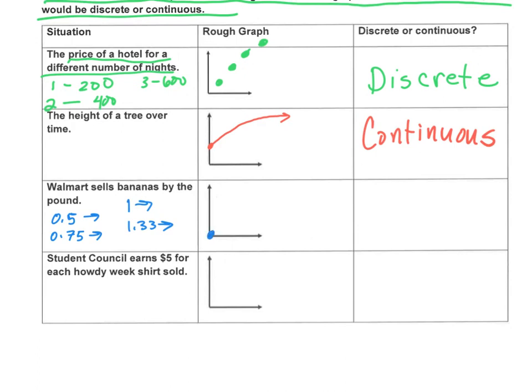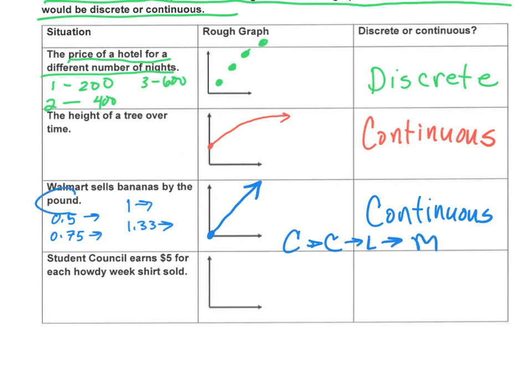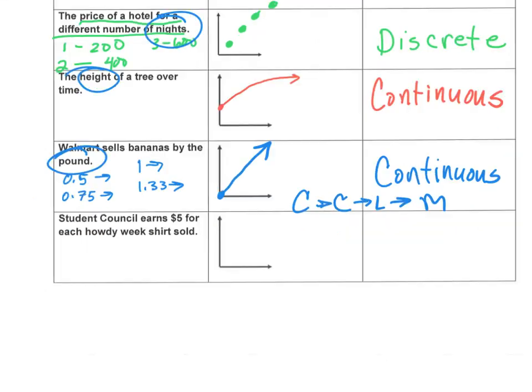So if I buy 0, then it's going to go up at a certain rate. If I have 0 pounds, I'm not going to pay anything. So it's continuous, which makes sense because continuous is connected with a line, and it's things we measure. We measure pounds, right? Just like we measure height. We count the number of nights in a hotel. So counting would be discrete.